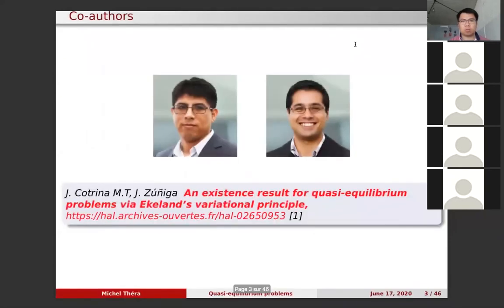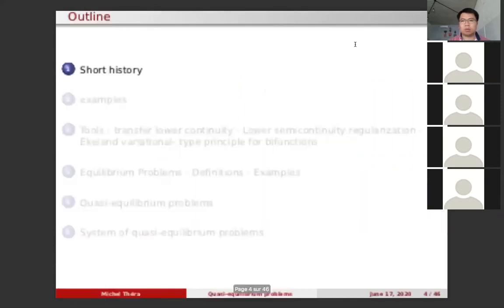Okay. And as I told you at the very beginning, it's a joint work with two nice colleagues from Lima in Peru, John Cotrina and Javier Zuniga. And the paper, you can read the paper. I can send you the PDF if you ask me, but also if you log in to this site, which is a site from the French CNRS in France, you can obtain the paper easily.